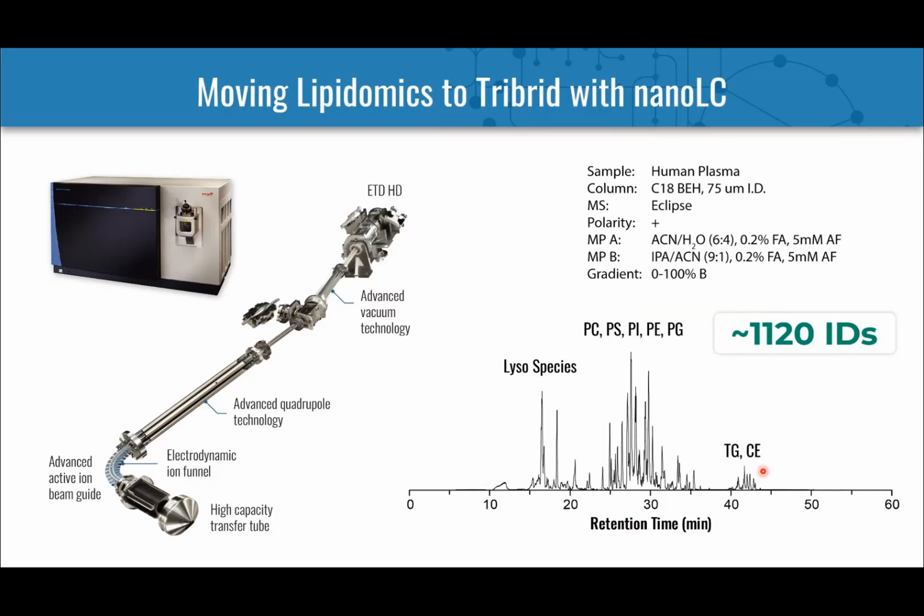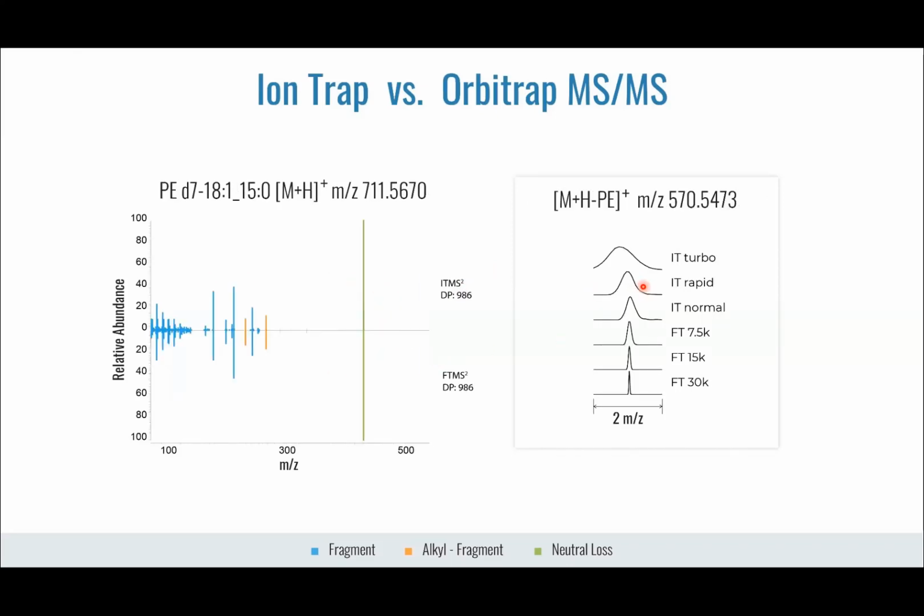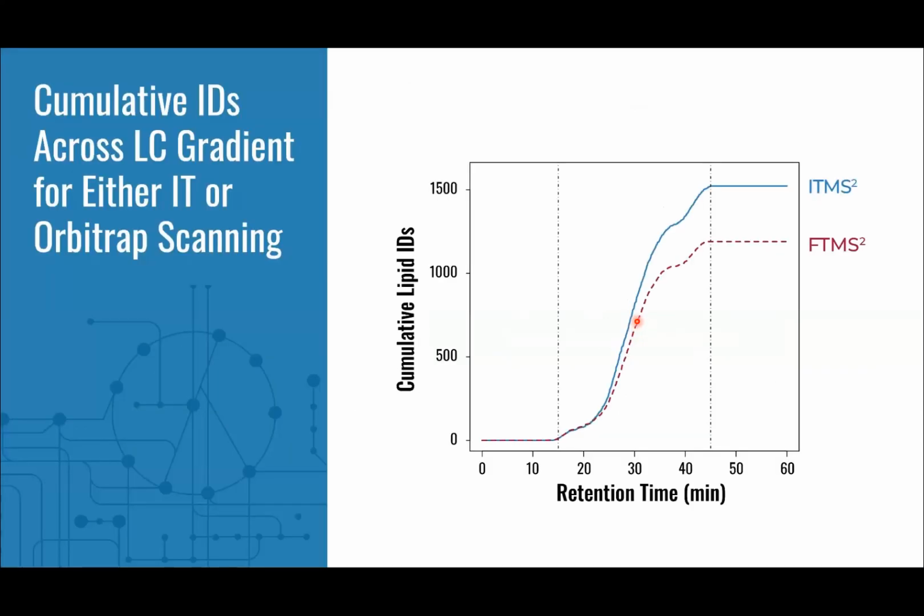This is a separation we've done with capillary LC on lipids, where we get over 1,000 identifications from plasma on an Orbitrap Eclipse platform. We can do ion trap MS2s, and we get very comparable spectra, the same as you'd expect, just lower resolution. But when you look at cumulative IDs across a gradient, you can see the ion trap, because of its scan speed, outperforms the FTMS, which is cool.